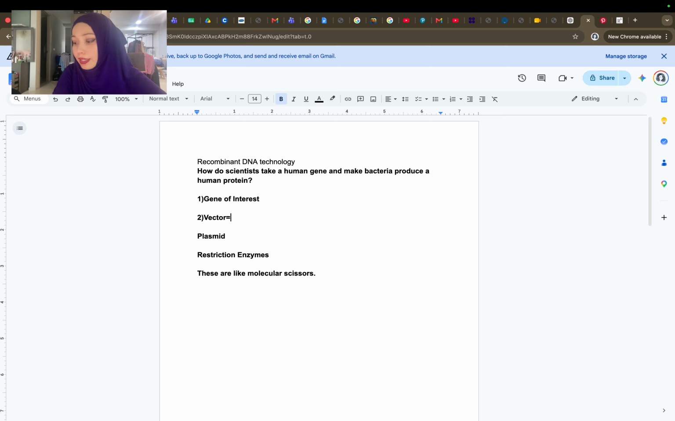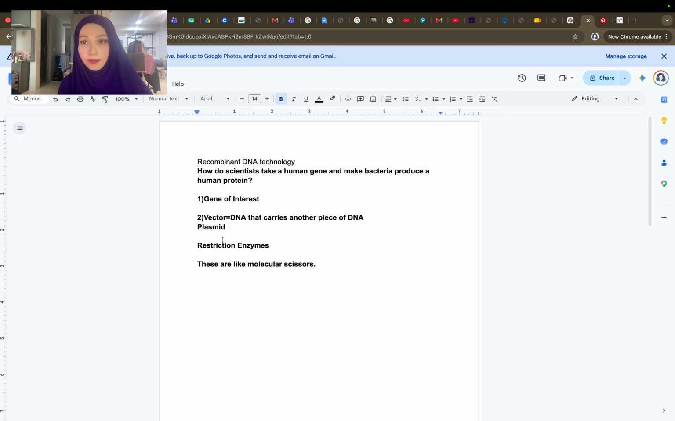It's basically DNA that carries another piece of DNA. So this is a vector. DNA that carries another piece of DNA, and one of the most common vectors is the plasmid. So what is a plasmid? Imagine a bacteria, and as you know, in the bacteria, beside their main chromosome, many bacteria have tiny circular DNA.